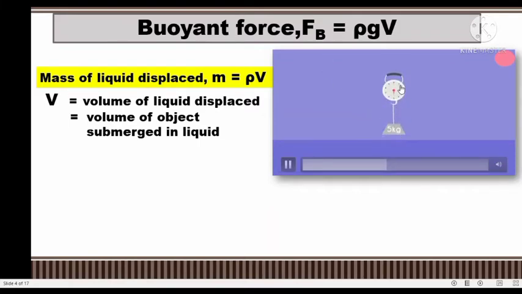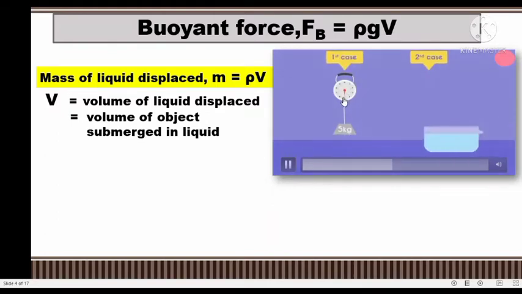Suspend an object using a spring balance. Record the reading of the spring balance. There is water in the beaker which has a spout, and you put in water until it reaches the same level as the spout. Now fully immerse the object in the liquid. You can see a certain amount of water will be displaced out into the beaker. Record the reading of the spring balance. Now we can weigh the water in the beaker.